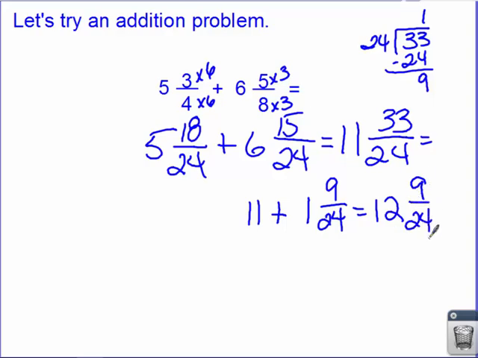Now we have one form of simplifying left to do. Do these two numbers have anything in common? Could I divide them by the same number? And I can divide them by a 3. So if I divide this 9 by 3 and divide this 24 by 3, I end up with 12 and 3 over 8 as my final answer. And that's how you add or subtract mixed numbers.